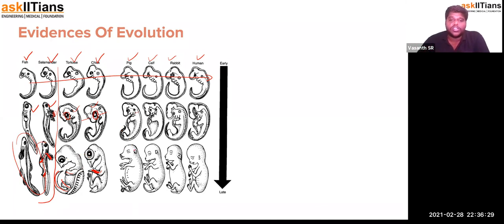After that, you can see mammals have almost all the characteristics the same except for the tail. The tail is not present in a human being. That's why we have a coccygeal tail. So in the progression of this, what is the purpose? This is called embryological evidence.